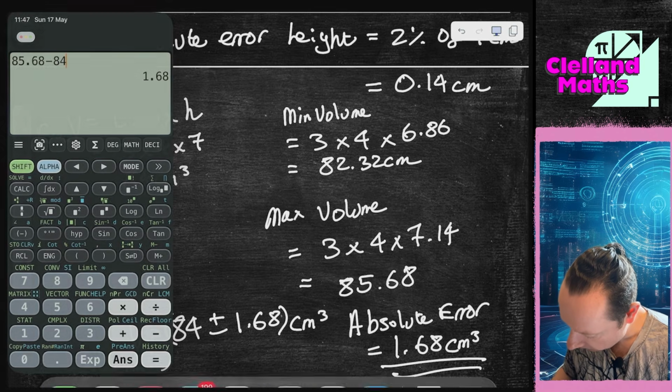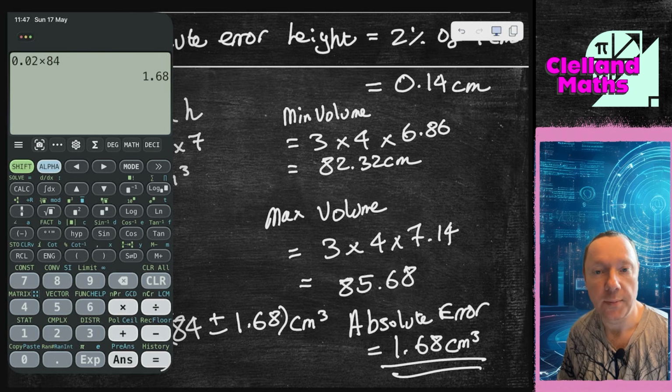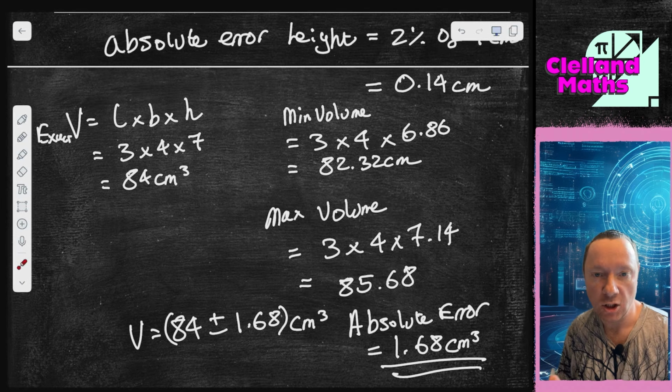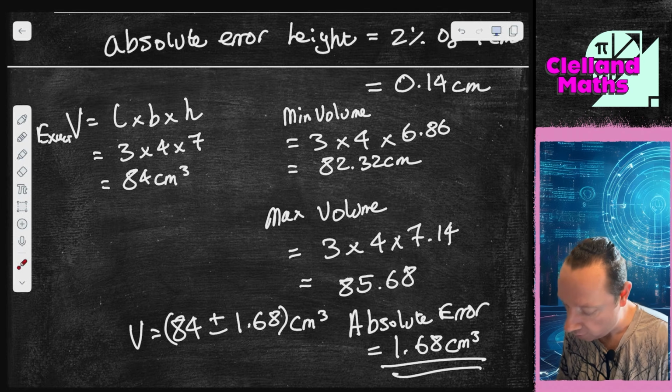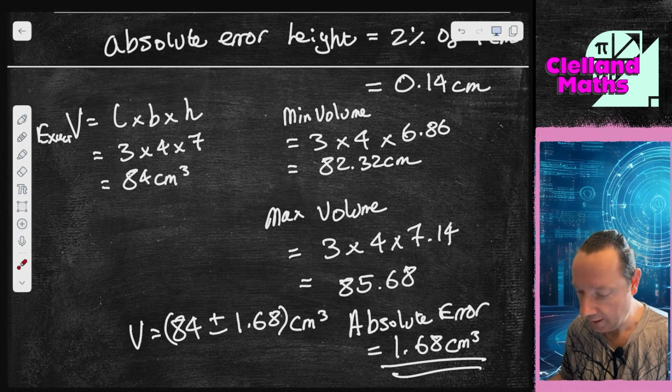2% of 84 is 1.68 centimetres cubed. So there you go. That's what I probably would have done. But I thought I'd show you the way that a lot of people would do it in school. And just in case you don't know what Qualifications Scotland are going to actually say, but I've got a feeling you'll get a mark for working out 0.14 and then a mark for getting 1.68 either way.